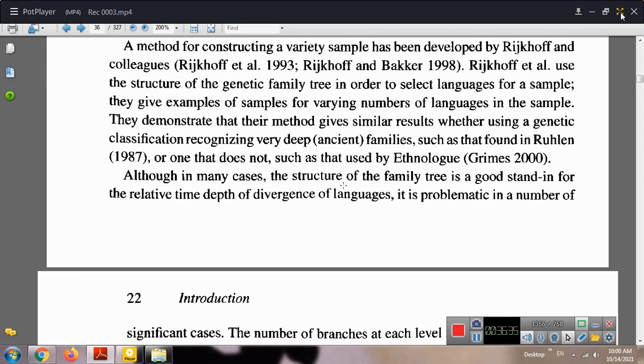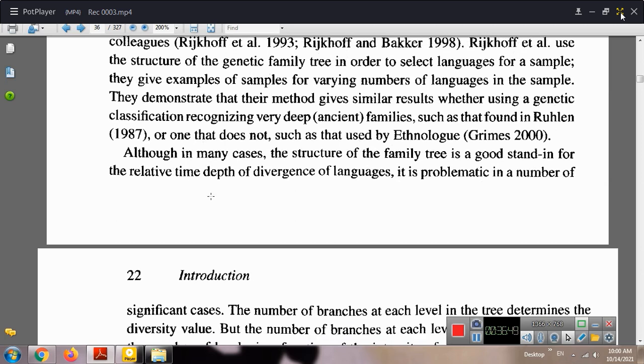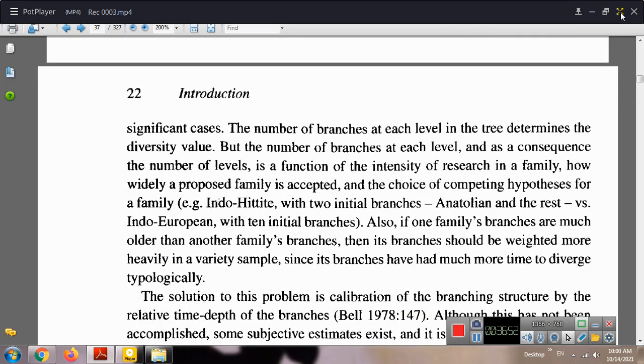Although in many cases the structure of the family tree is a good stand-in for the relative time depths in divergence of languages, it is problematic in a number of significant cases. The number of branches at each level of the tree determines the diversity value, but the number of branches at each level, and as a consequence the number of levels, is a function of the intensity of research in a family, how widely a proposed family is accepted, and the choice of competing hypotheses for a family.